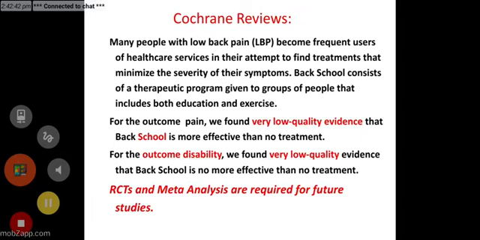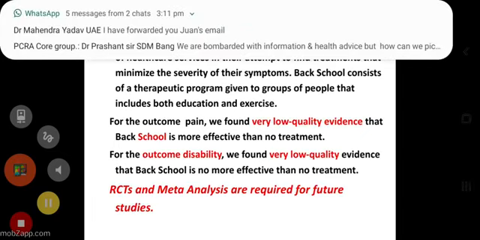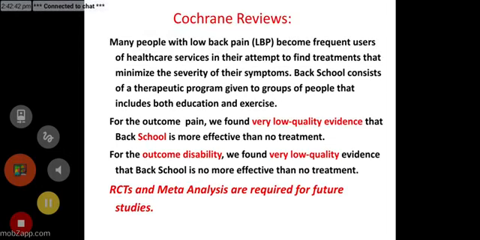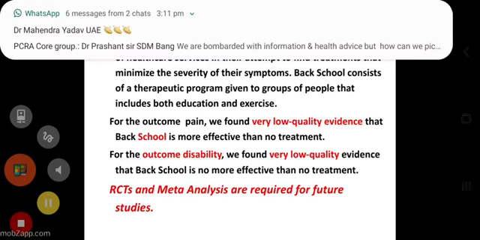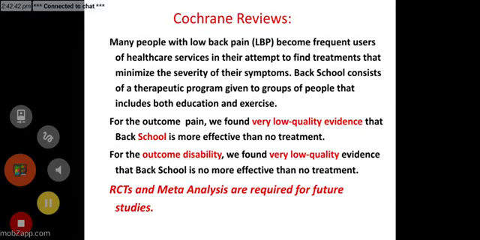Now, back schools consist of therapeutic programs given to a group of people that include both education and exercises. For the outcome pain, we found very low quality evidence that back school is more effective than no treatment. For the outcome disability, we found very low quality evidence that back school is no more effective than no treatment. For that, we also require RCTs and meta-analysis in future studies.